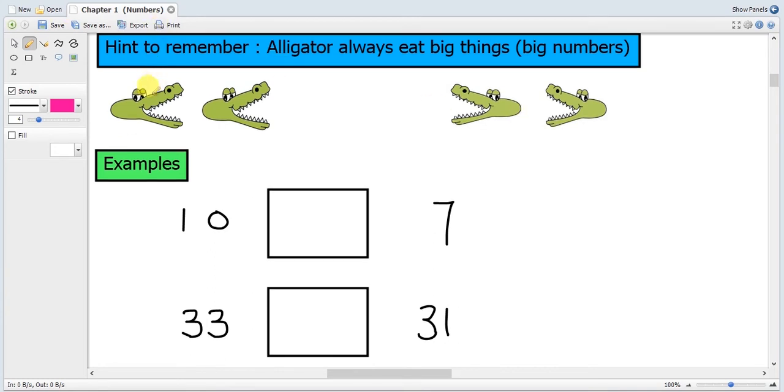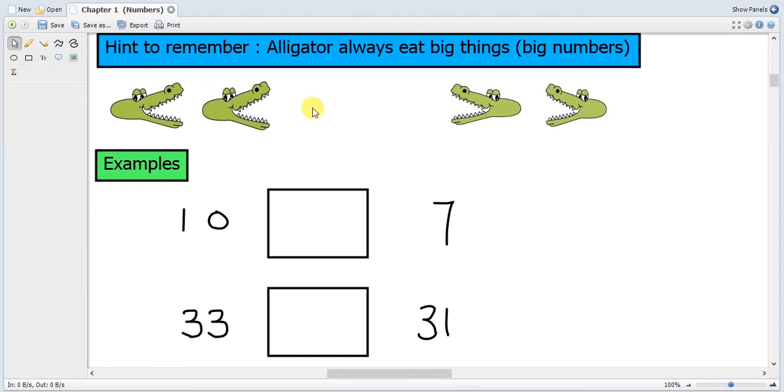Example 1: 10, and then we have an empty box. In this empty box we have to fill in the sign, less than or greater than. You are already familiar with numbers, which number is bigger, which is smaller, and which number comes after which. So between 10 and 7, which is the bigger number? Obviously 10 is bigger than 7, and 7 is the smaller number. So 10 is bigger than 7, am I right? Yes. Now how are we going to represent it?